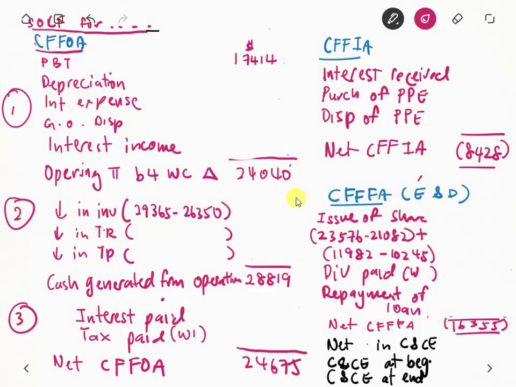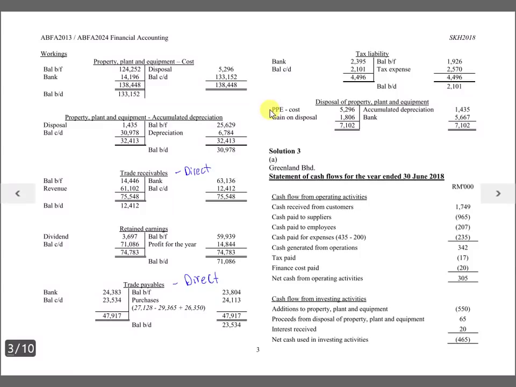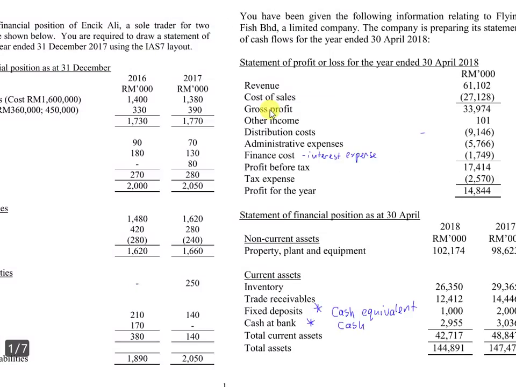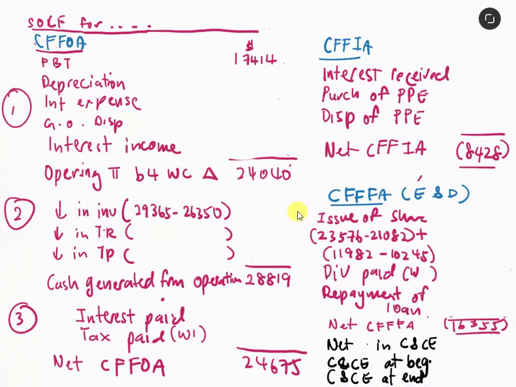The first activity will be cash flow from operating activities. It starts with profit before tax. How much? 17414. Here, PBT 17414. Half a mark.